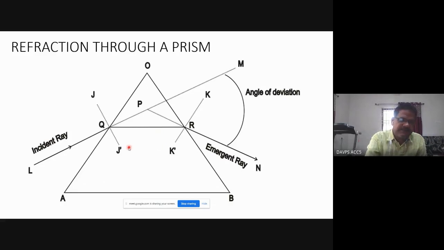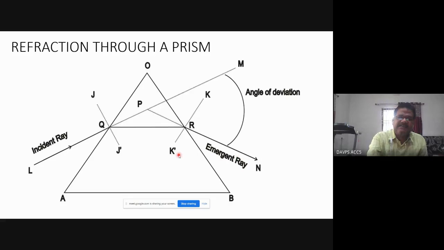Clear? Here, suppose a ray of light is coming and striking the first refracting surface OA. It gets refracted along QR. Again, this light QR strikes the surface OB and comes out along RN. Just to name them, this is the incident ray, QR is the refracted ray, and RN is also a refracted ray, but as it is coming out of the prism, we call it the emergent ray.